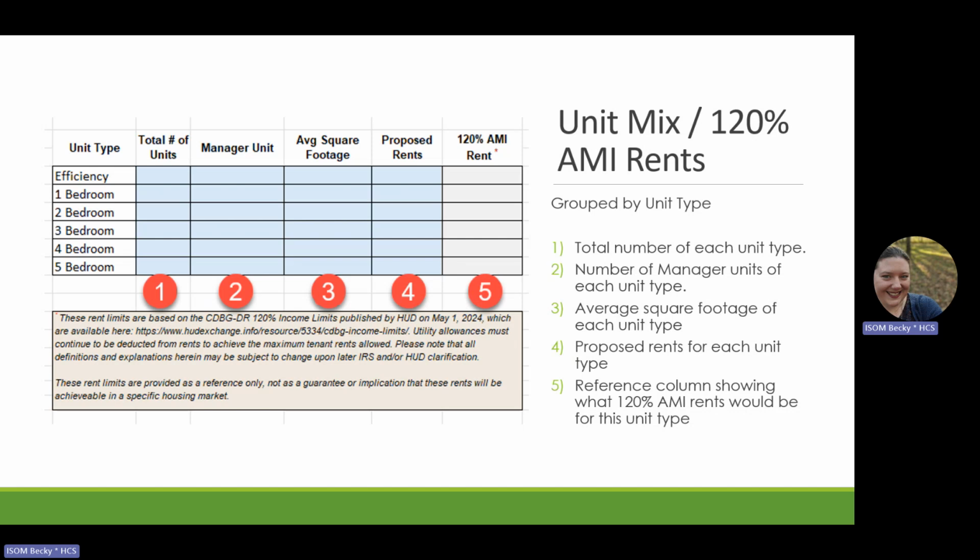4 is the proposed rent to be charged. Column 5 will pull 120% AMI rents based on the county and is only a reference column. These rents are provided as a reference only, not as a guarantee or implication that these rents will be achievable in a specific housing market.